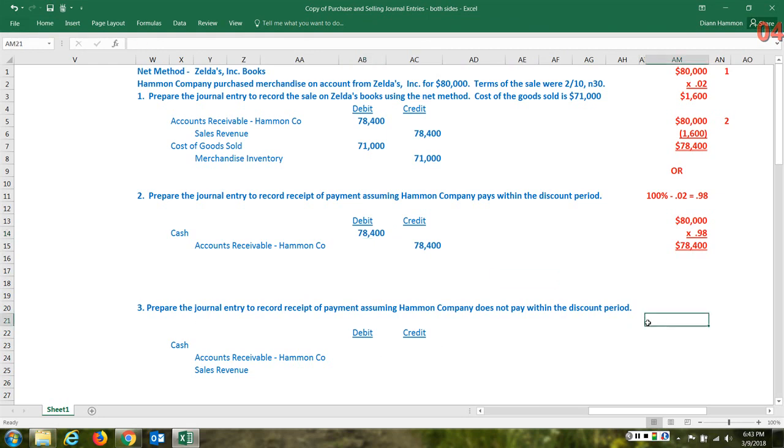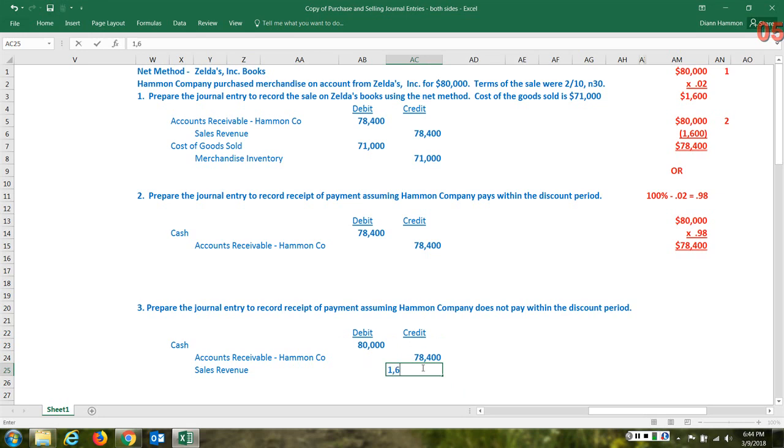Well, they owe them the full $80,000, right? So we go out to the mailbox, and instead of that smaller check, we now have a check for $80,000. We carry currently Hammond Company on the books at $78,400. So we're going to give credit to that account, and you'll see that we are off. We need the total of the debits to always be equal to the total of the credits. That is not the case now.